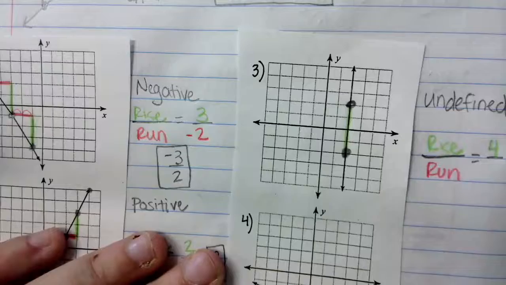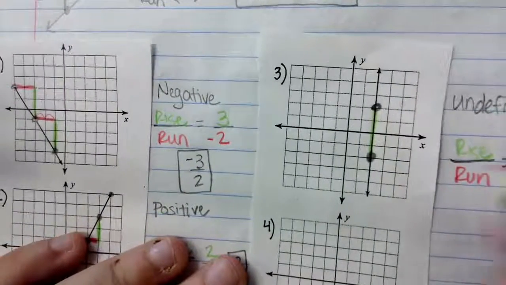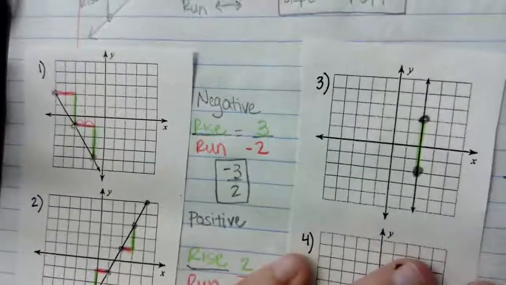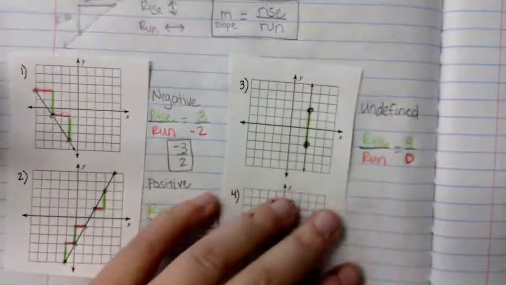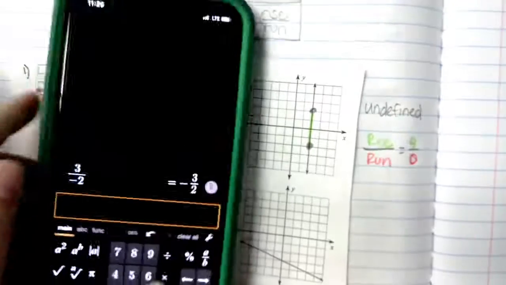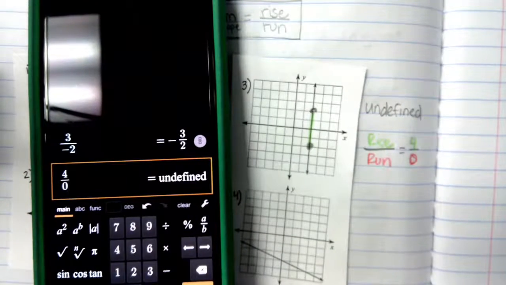It doesn't go left or right at all. It's a 0. So if I plug 4 over 0 in my calculator, I get undefined. Why? Yeah, we can't divide into 0 groups.